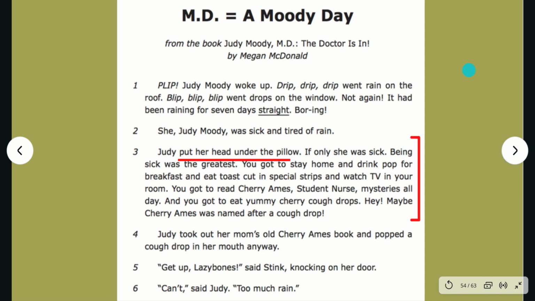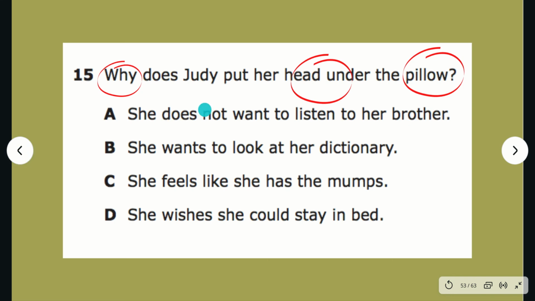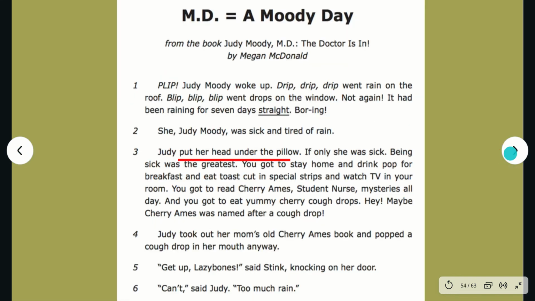Take a look at our text here, and I've already found it. It says it right here in paragraph 3. Judy put her head under the pillow. Now, I want you to read around this keyword, read paragraph 2, and read the rest of paragraph 3. Why does Judy put her head under the pillow?